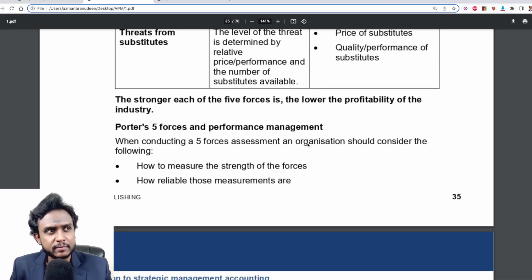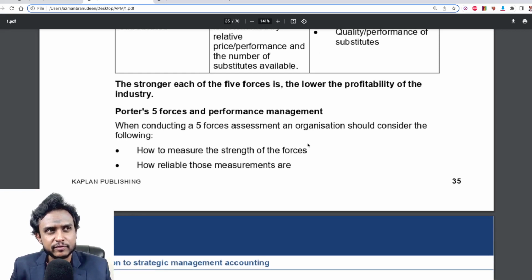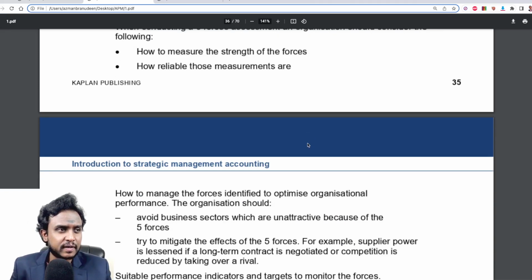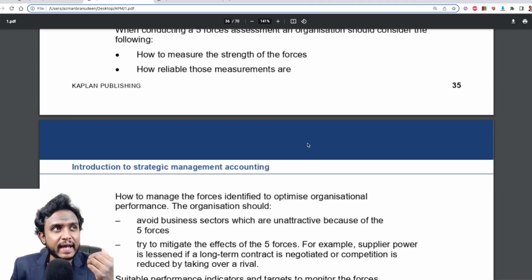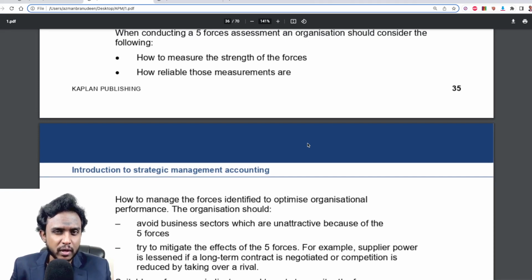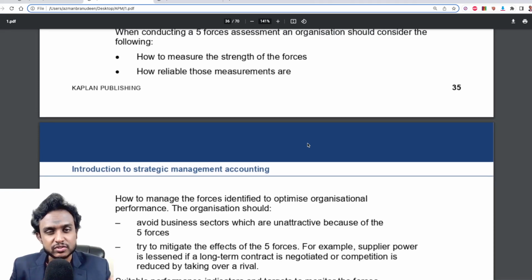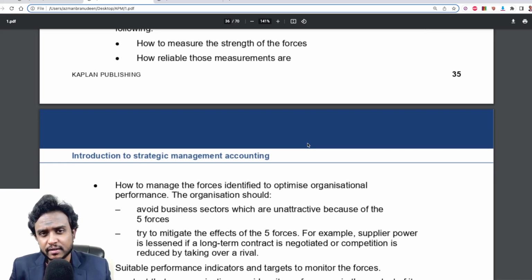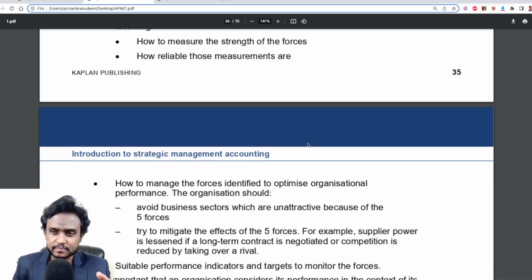In the context of performance management, when you conduct a five forces assessment, you're looking at things like how do you measure the strength of the force, because it's good if you can quantify, but it's not necessary, and it's also not easy. How reliable are whatever metrics you're using? Because if your measurements are wrong, that means your assessment will be wrong. You might determine that a strong force is weak because you measured the wrong thing. You didn't take them seriously when you should have. So you can't let that happen.